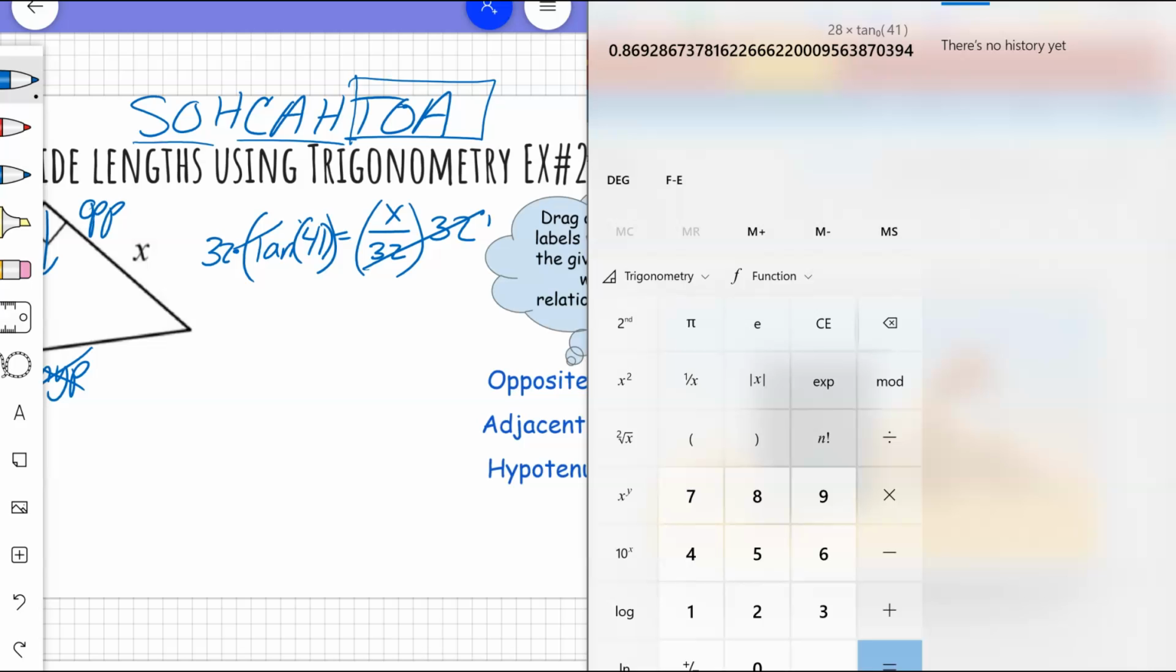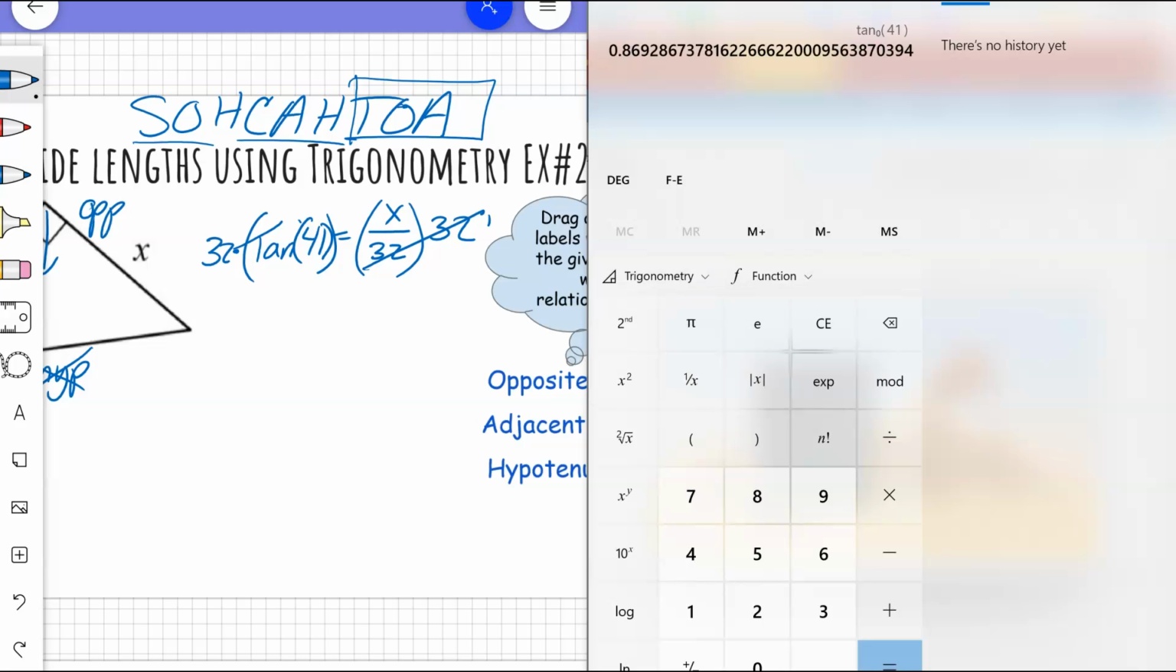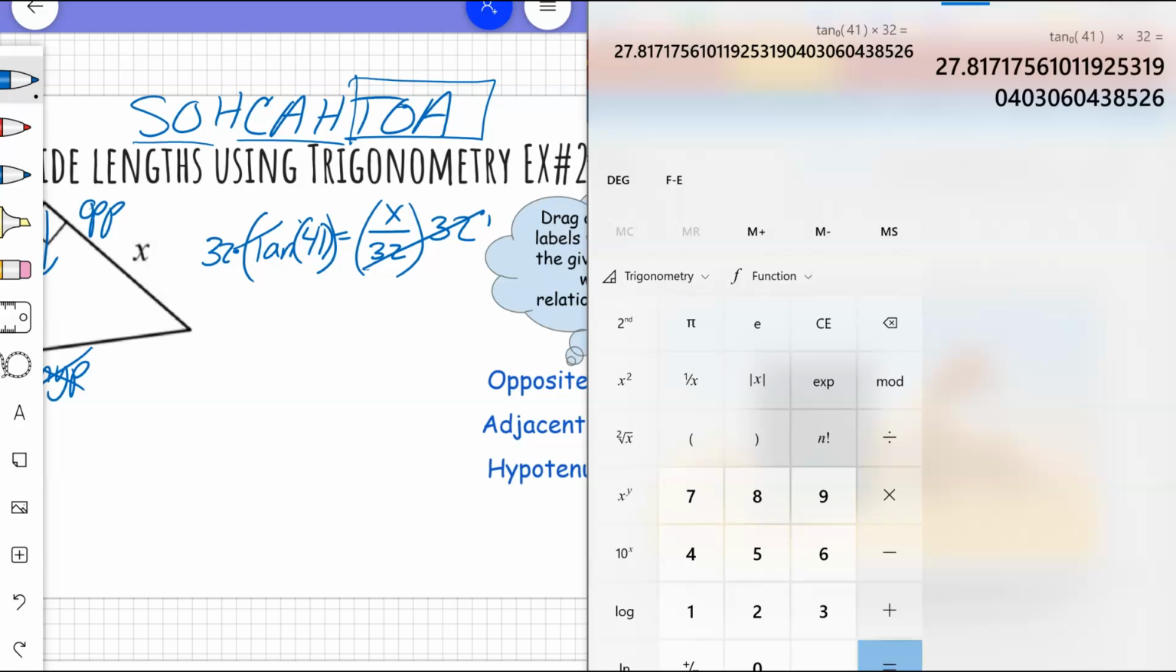And then, wait, it says 28 times tangent 41. I do not want that. Back up. Clear everything out. See how it's 0? That's what we want. Okay, 41 tangent. There we go. Okay, so you should end up with 0.8869. The next thing that you're going to do is press multiply. And we're multiplying by that 32 that's on the outside, that coefficient there. And you should end up with 27.8. The number behind the 8 is a 1, so I'm going to keep it where it's at, equals x.